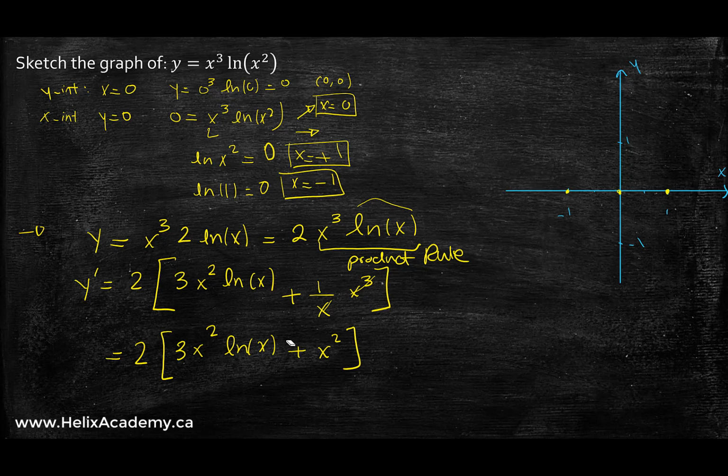Perfect. The only thing that is left here, I don't like these two. They are in common, so I'm just going to factor that out. So I'm only left with this. This is my derivative equation. Now, what do I need to do in order to find my max and min? I need to put this equal to 0. So let's go to the next page.